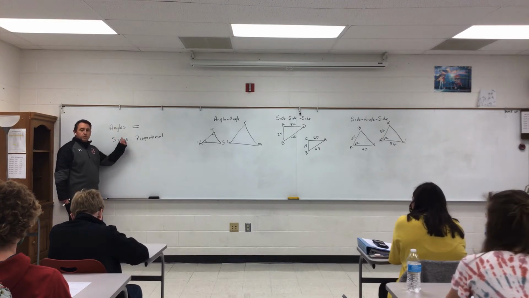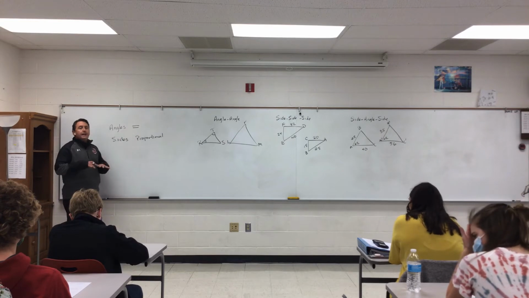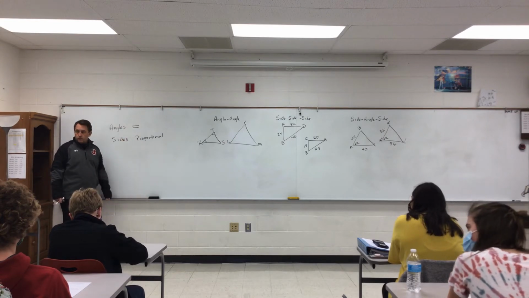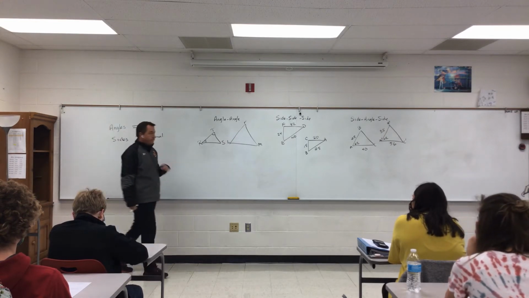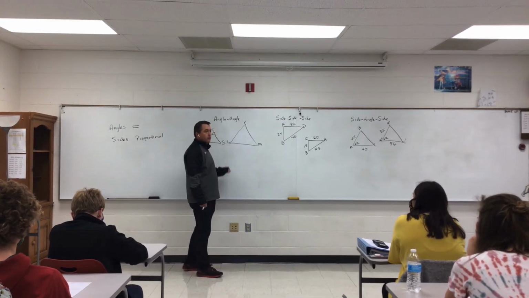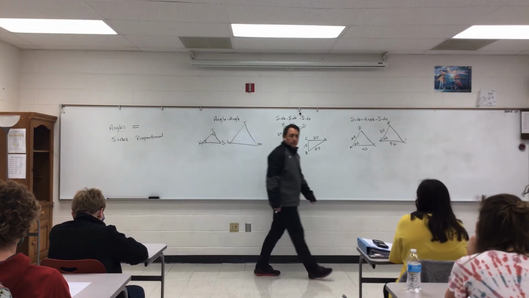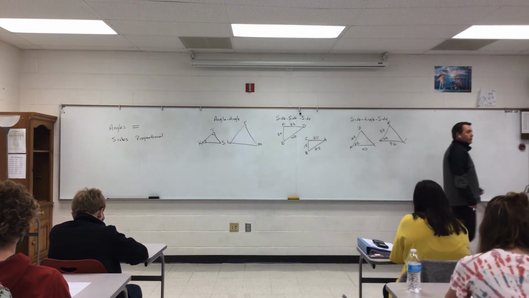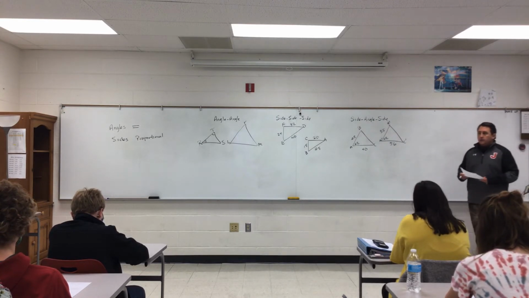So the sides will be proportional, angles will be equal. We do not have to show all of that. We're gonna have three ways to shortcut that. First one is gonna be called angle, angle. What that means is we will need to know that two angles are congruent. All right, so let's do this first.